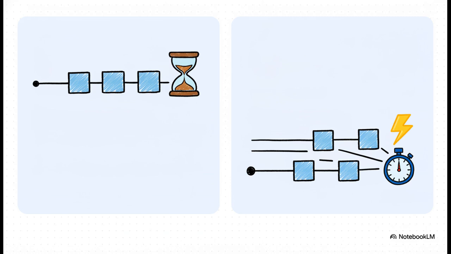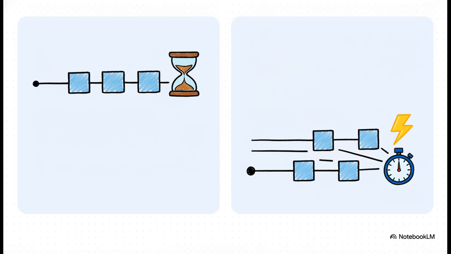Comparing these two approaches always gives developers a massive aha moment. If you stick to standard linear prompt chaining, you wait for task A to finish, say that takes 30 seconds. Then task B takes 10 seconds. Then task C takes 10 seconds. You just made your user wait 50 total seconds.